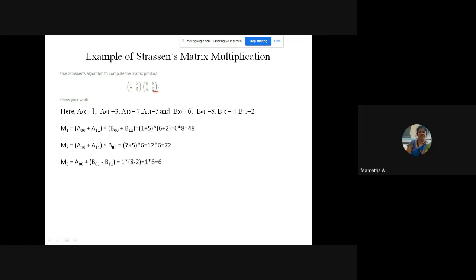And you should be very careful with the parenthesis. If you miss the parenthesis, you may write 1 into 8 minus 2, 6. Right? So be careful with the parenthesis. Sometimes it may lead to wrong answers. Here it may not, but it might lead to wrong answers. So 1 into 6 is equal to 6. Okay. Next, M4.